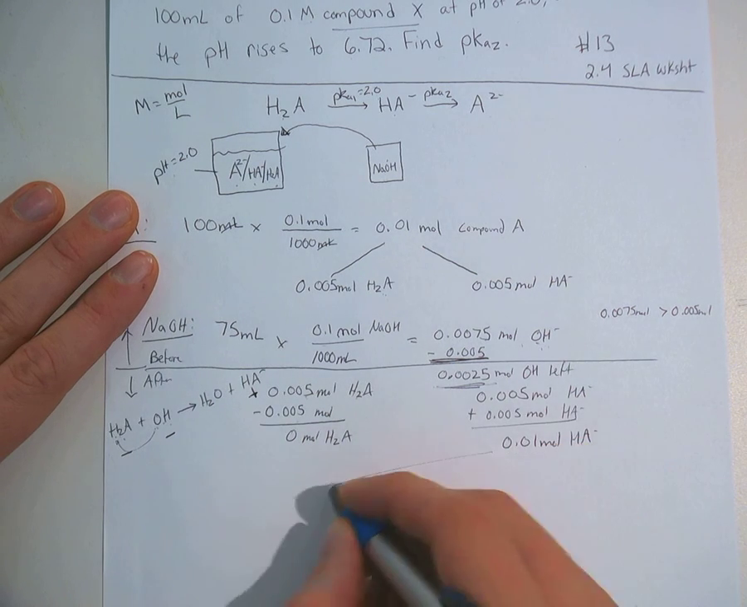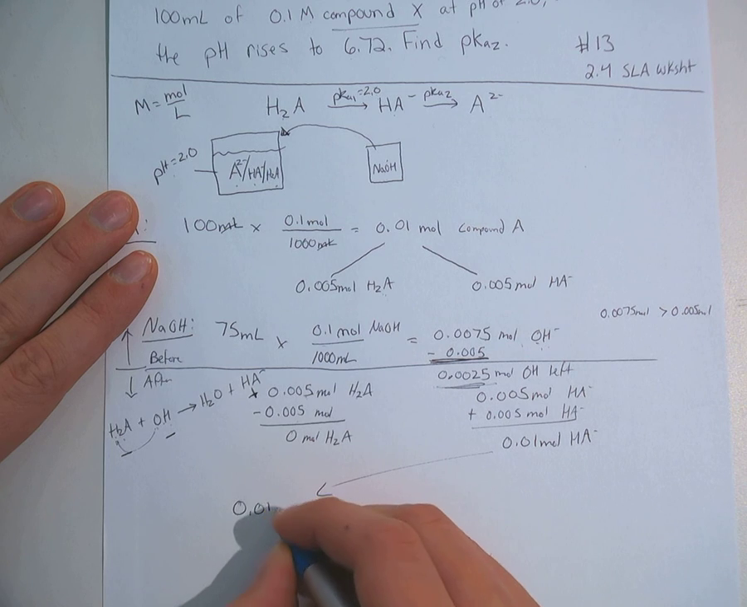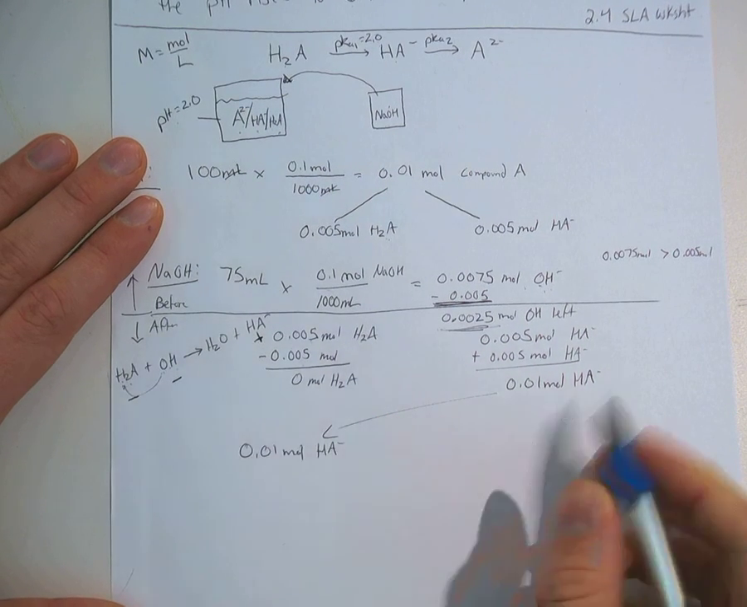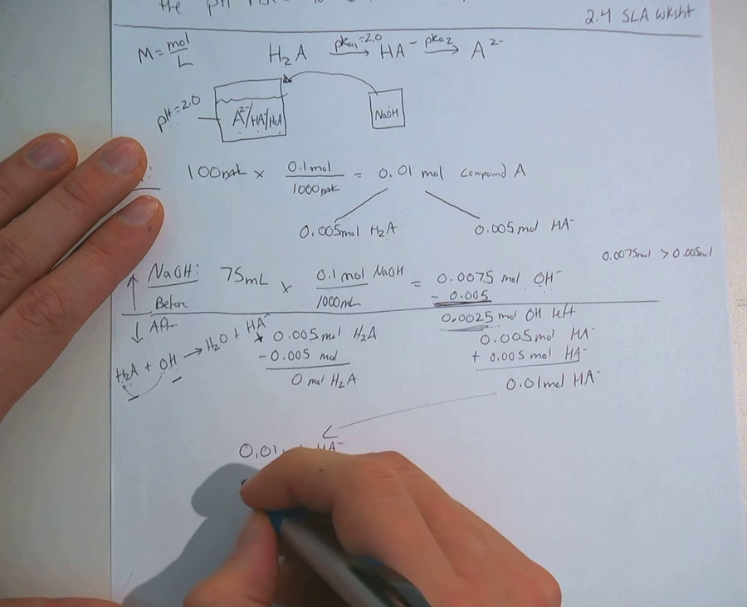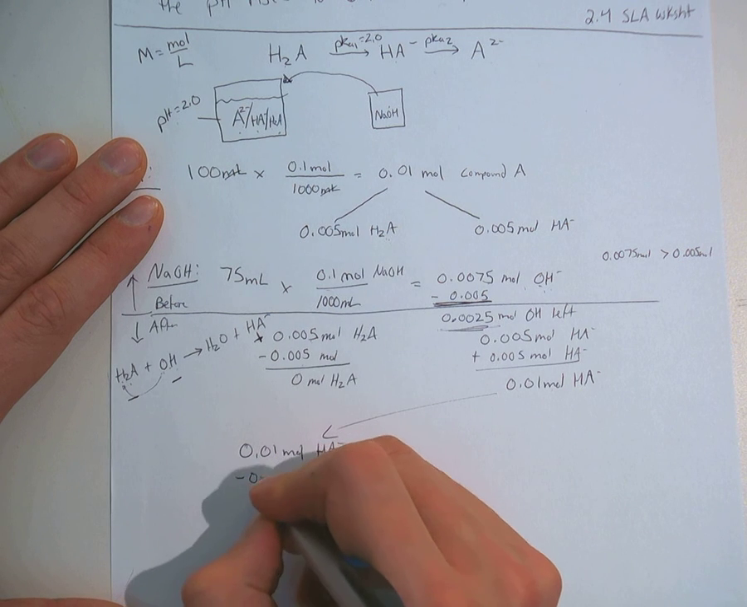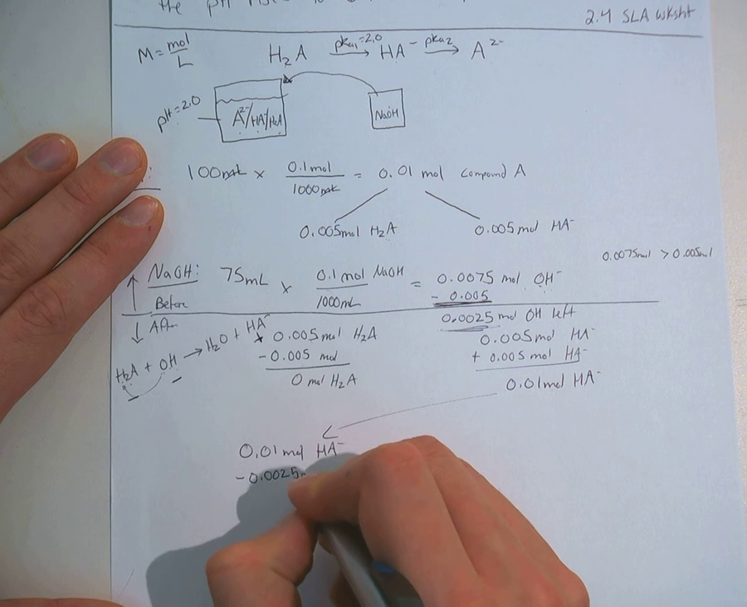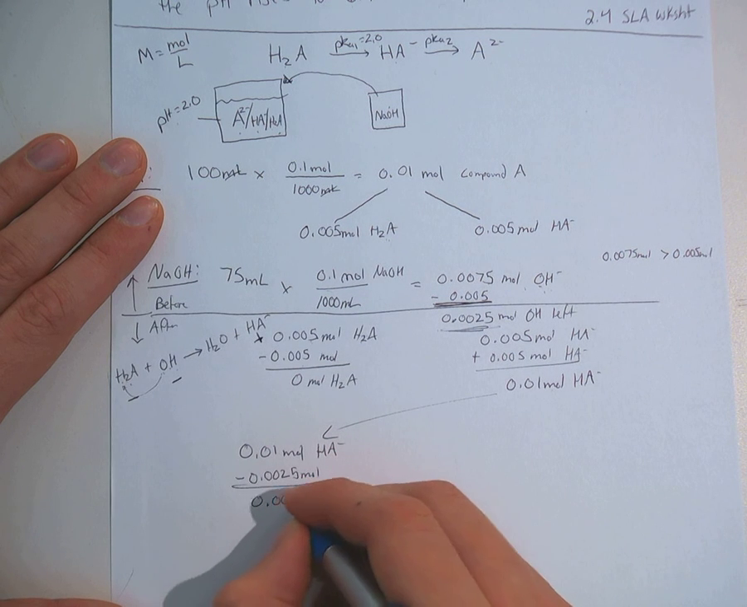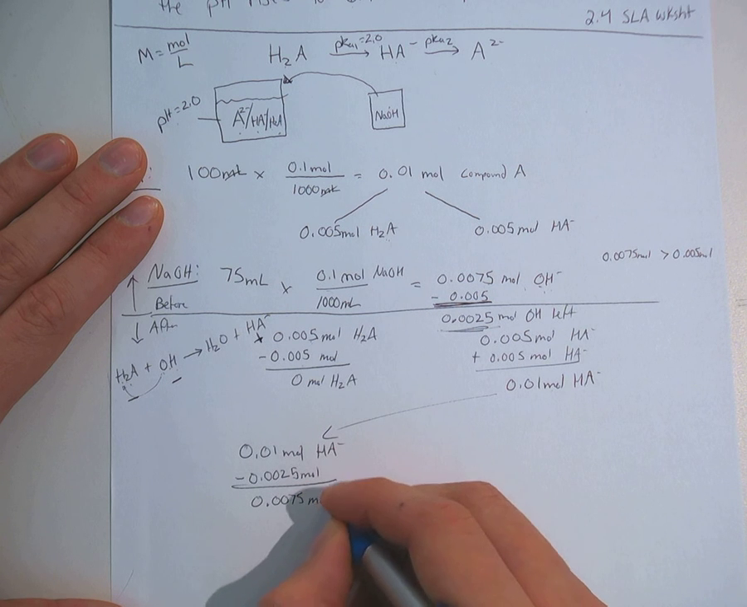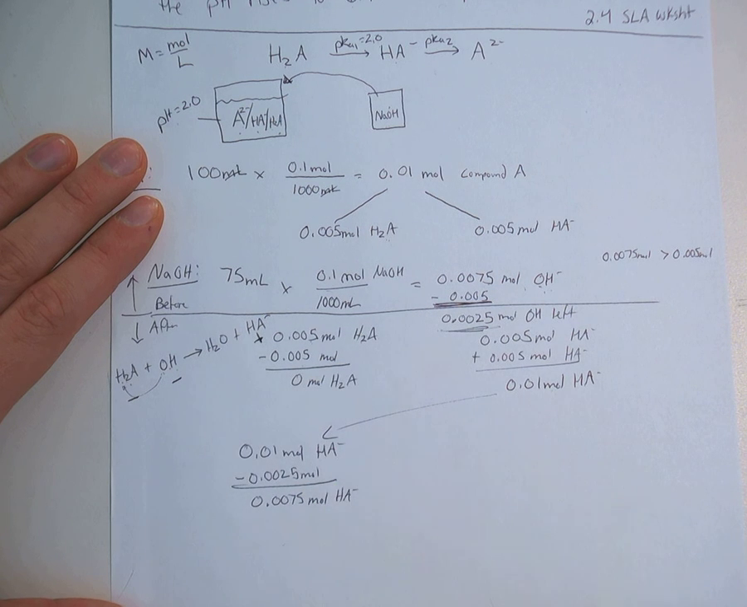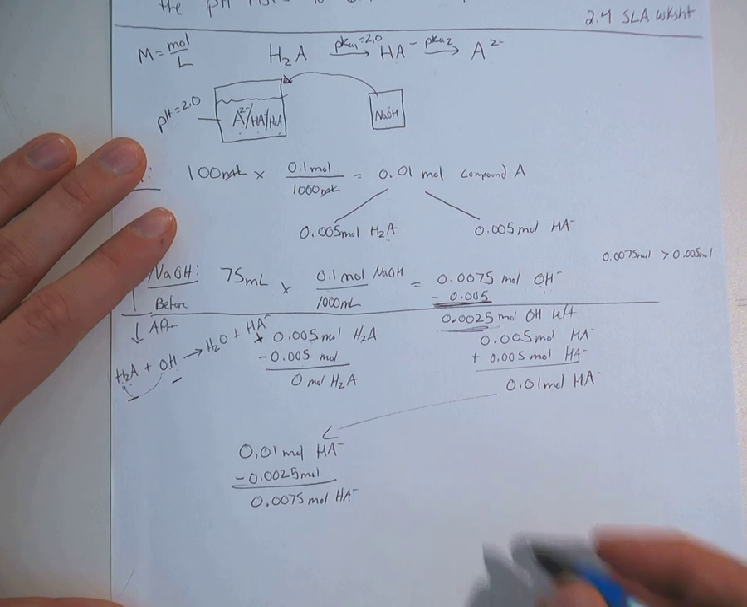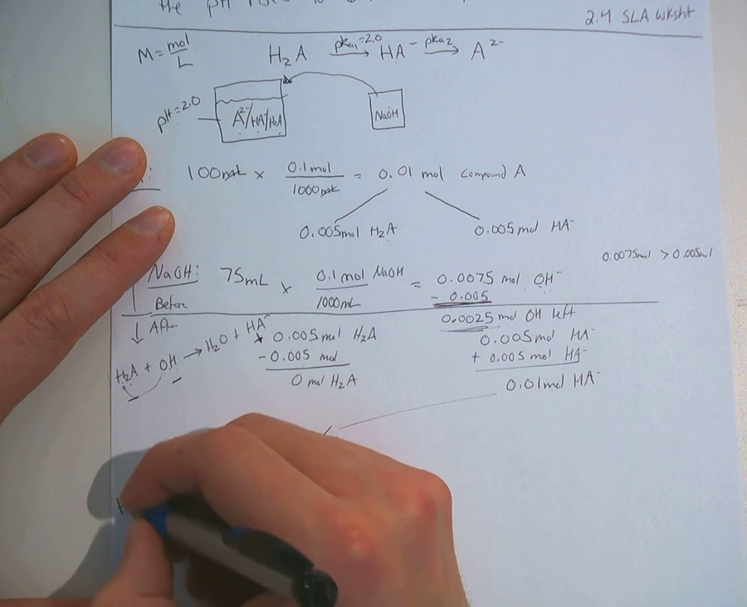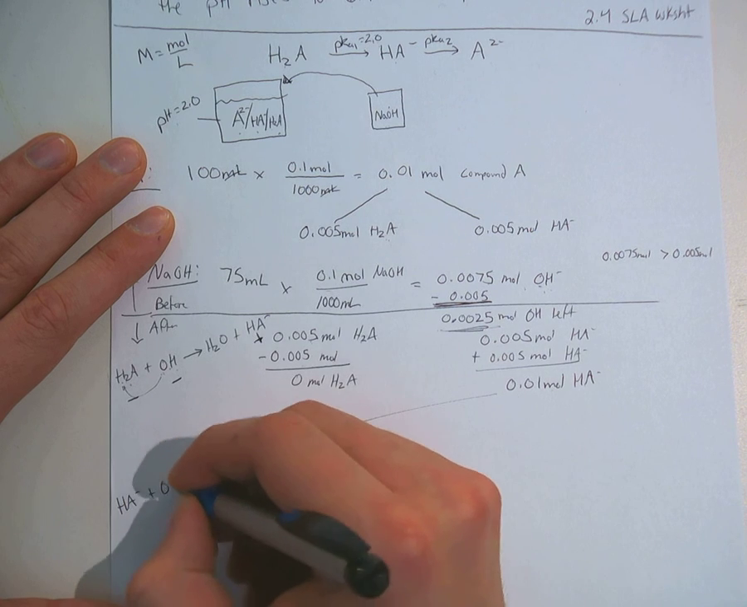So if I just bring this down here, 0.01 moles of HA minus. That's going to react with the remaining base. So react, subtract 0.0025 moles. And that's going to give me 0.0075 moles of HA minus.